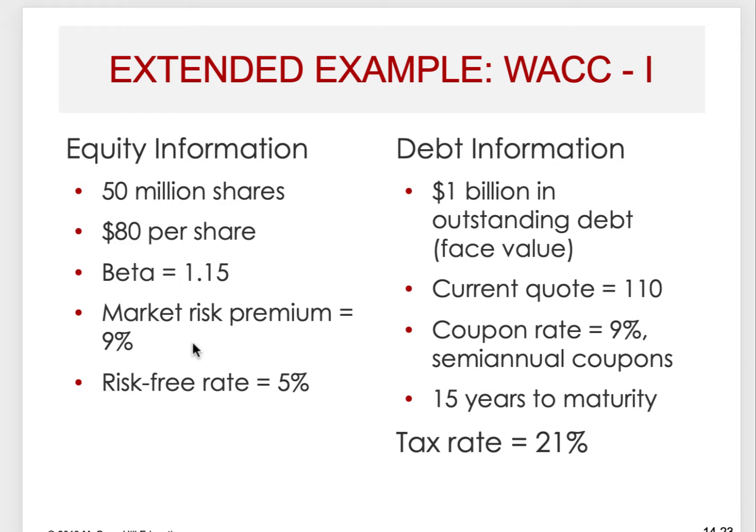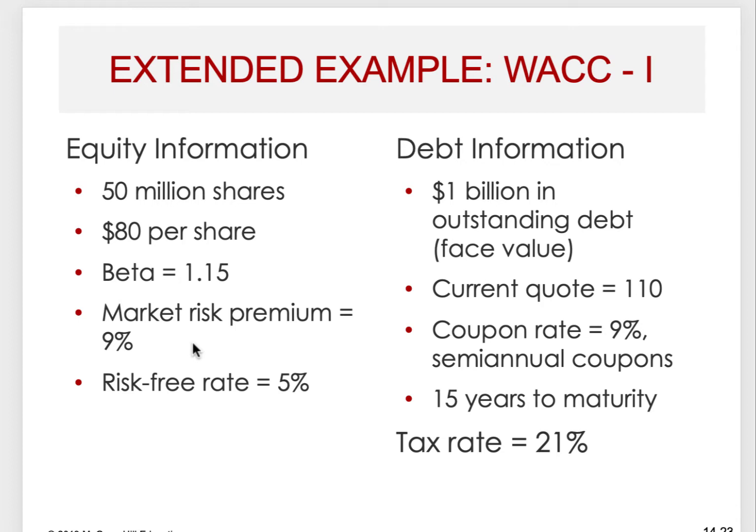So we have equity information, we have debt information. What's the information? Well, we've got 50 million shares of stock, at $80 per share. The beta is 1.5, the market risk premium is equal to 9%, and the risk-free rate of return is 5%. Debt, we've got $1 billion in debt outstanding. That's our face value, so we'd need to multiply the number of bonds times the price. They give us the current quote. It's 110, or $1,100 per bond.